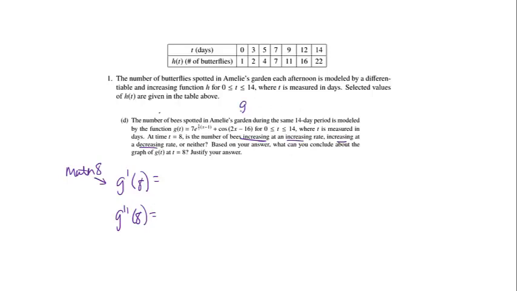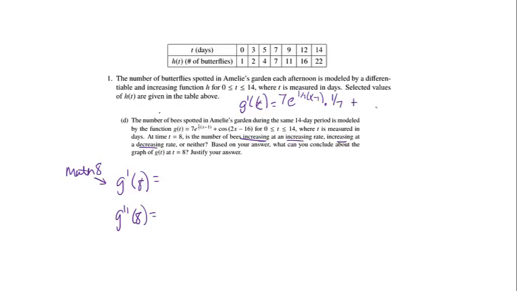So I'm going to start by actually finding g prime of t. Okay, the derivative of 7e to the 1/7 x minus 1 is going to be 7e to the 1/7 x minus 1 times the derivative of the 1/7 x minus 1, which will be 1/7. I was just using e to the u du.